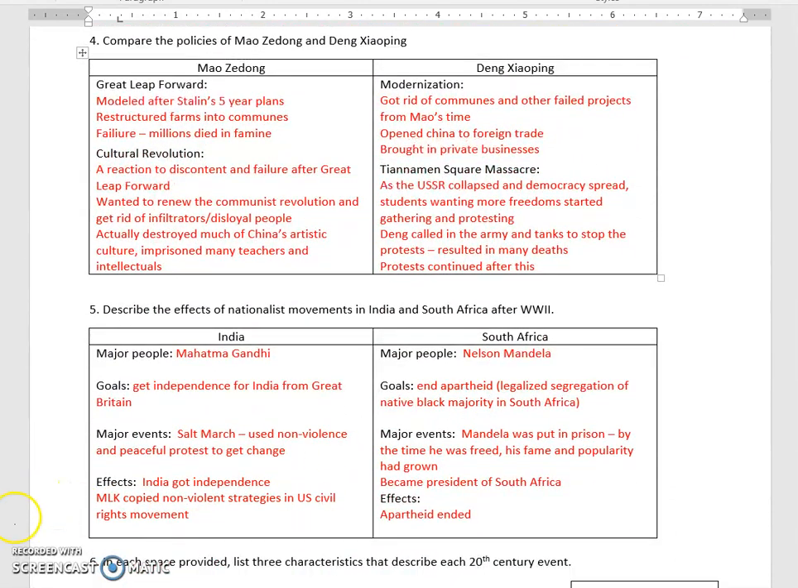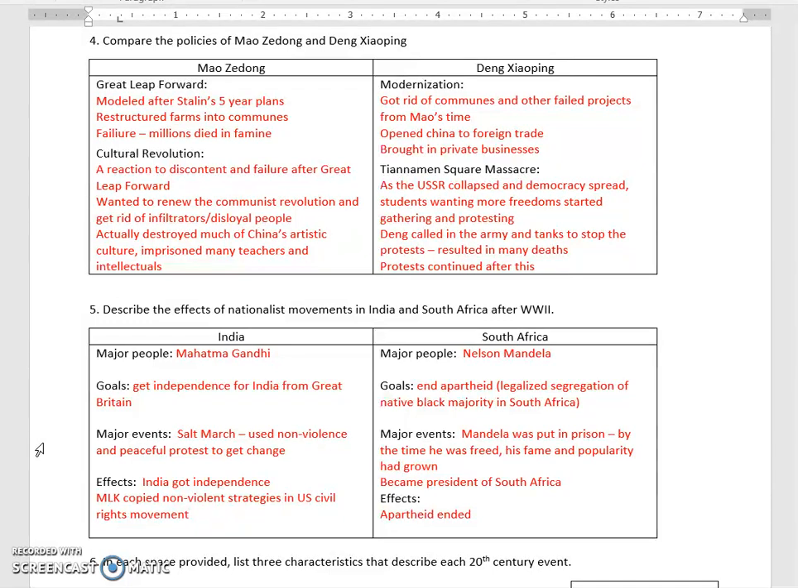All right, let's look at nationalist policies after World War II, looking in China. Mao Zedong was the communist leader who came to power in China. He created the Great Leap Forward, where he restructured much of the farms into communes, large factory-like farms. Problem is, unlike Stalin's 5-year plans, Mao was not as successful, and millions of people starved in the famines.